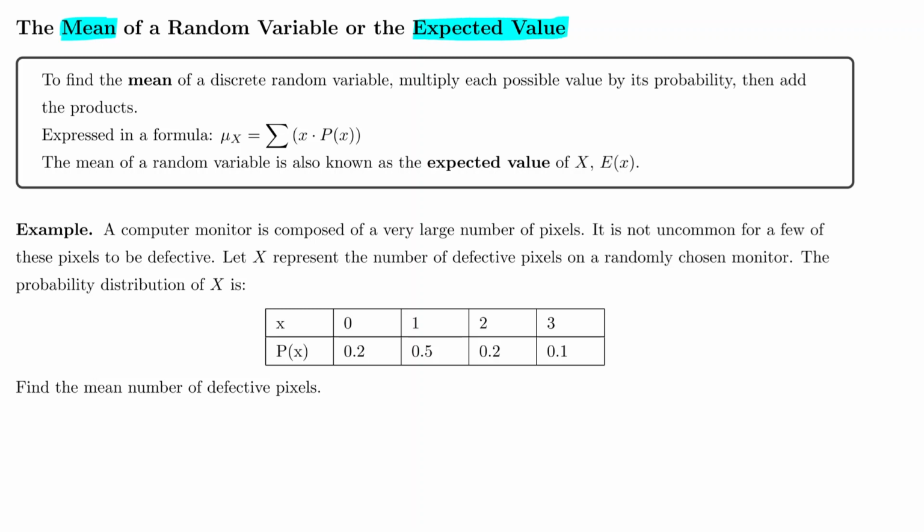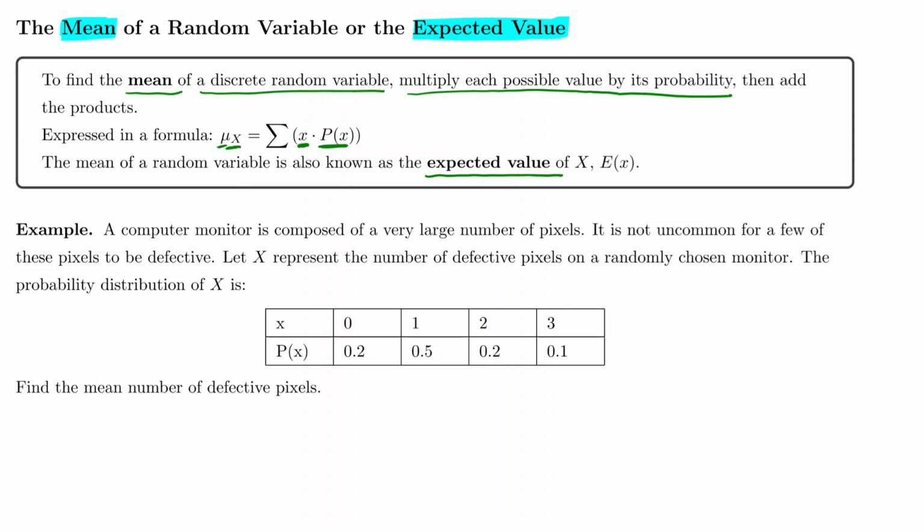So these two mean the same thing, mean or expected value, in the context of a discrete probability distribution. To find the mean of a discrete random variable, multiply each possible value by its probability, then add the products. Okay, and this is the formula. This is the mean of the distribution: we add all of them of x times its corresponding probability. The mean of a random variable is also known as expected value. That's the value we could expect, not guaranteed, but expect.